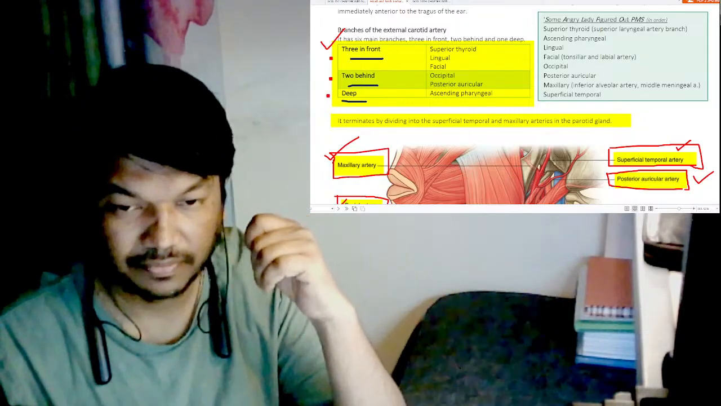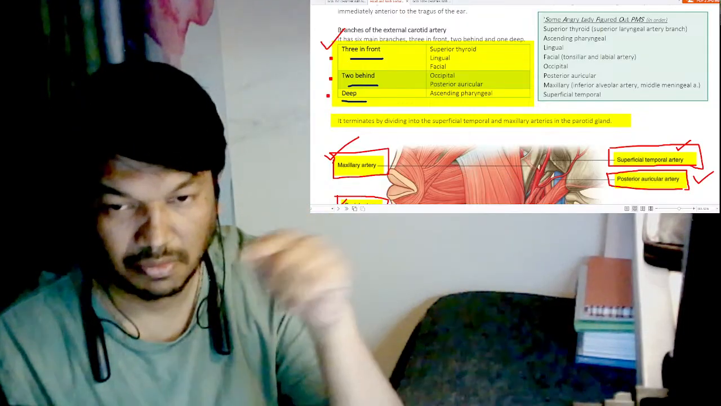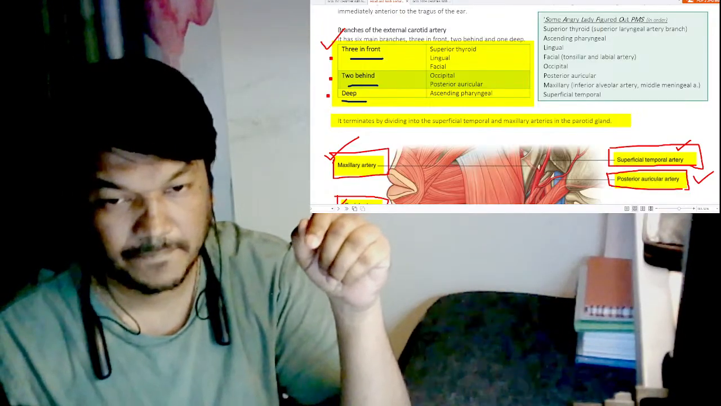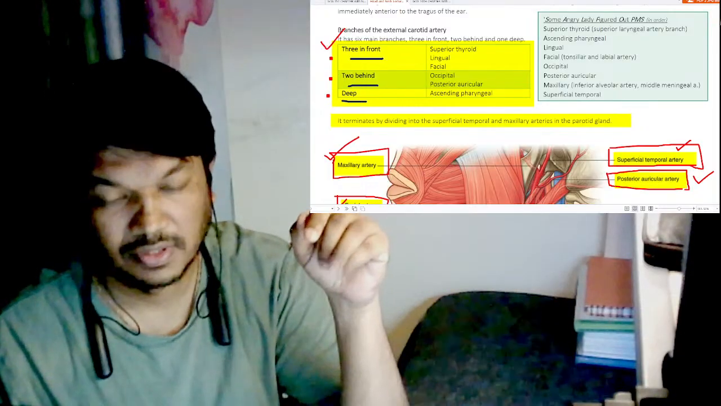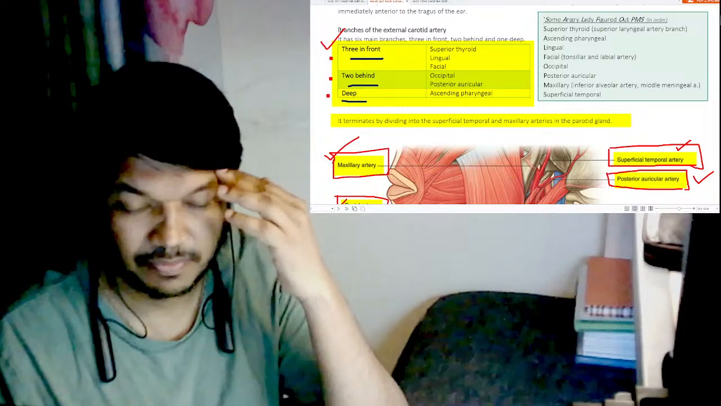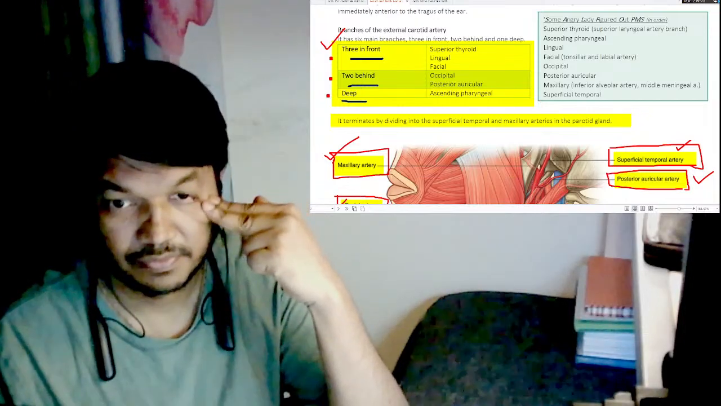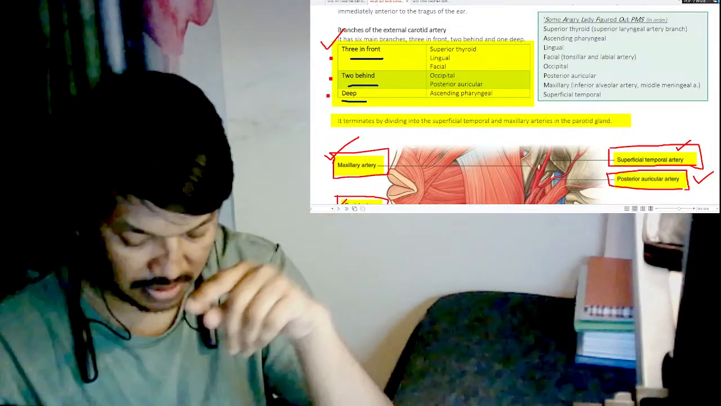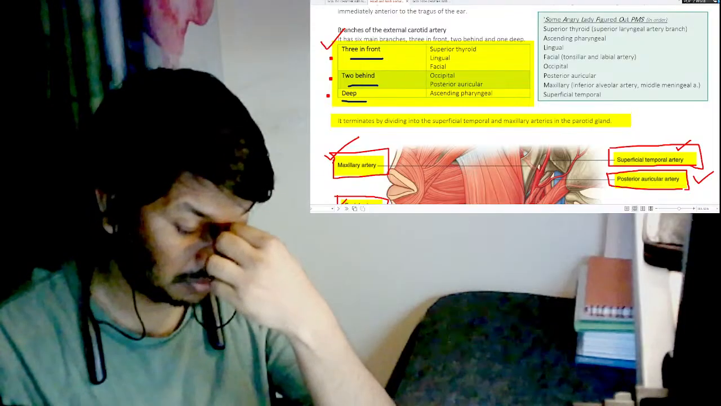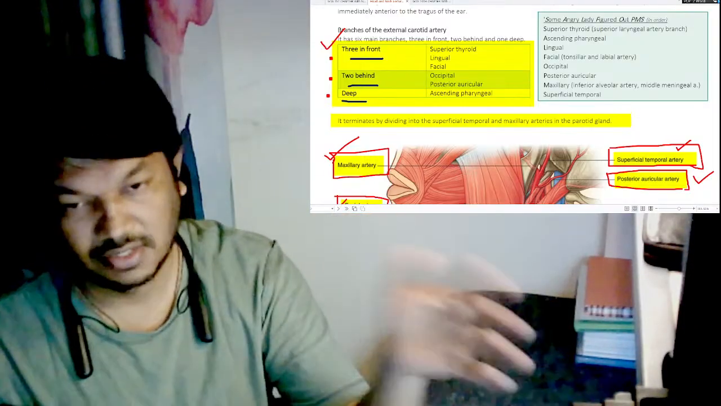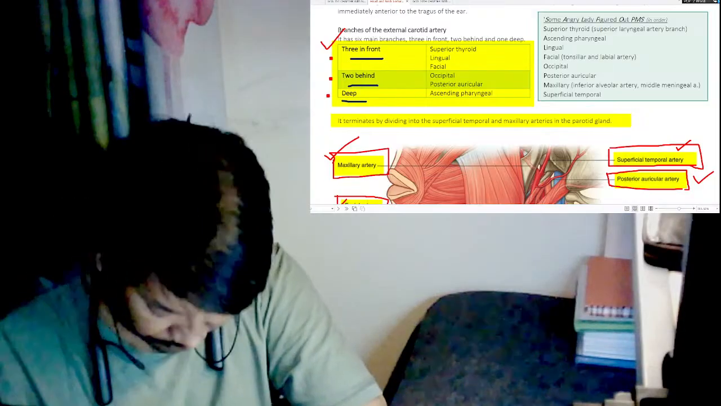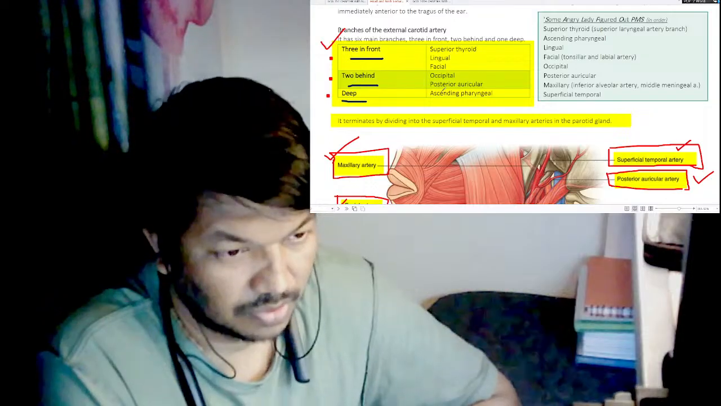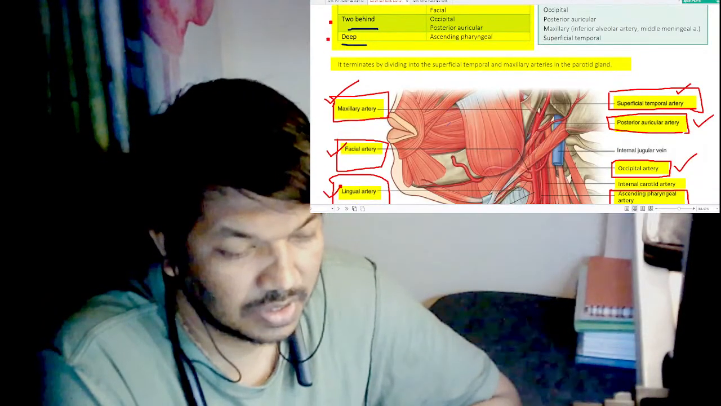Inferior thyroid artery will be a branch of thyrocervical trunk. Thyrocervical trunk is a branch of subclavian artery. Subclavian artery is a branch of, then you have to say, on the right side it is coming from the brachiocephalic trunk, and on the left from the arch of aorta.